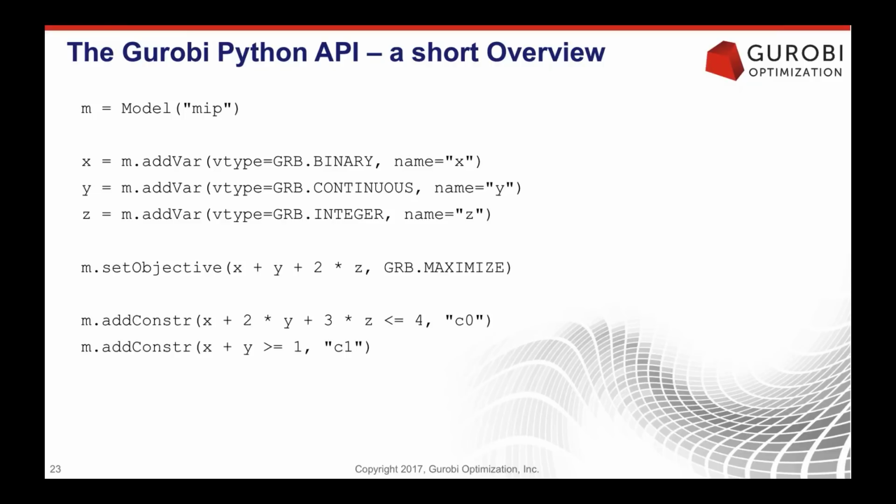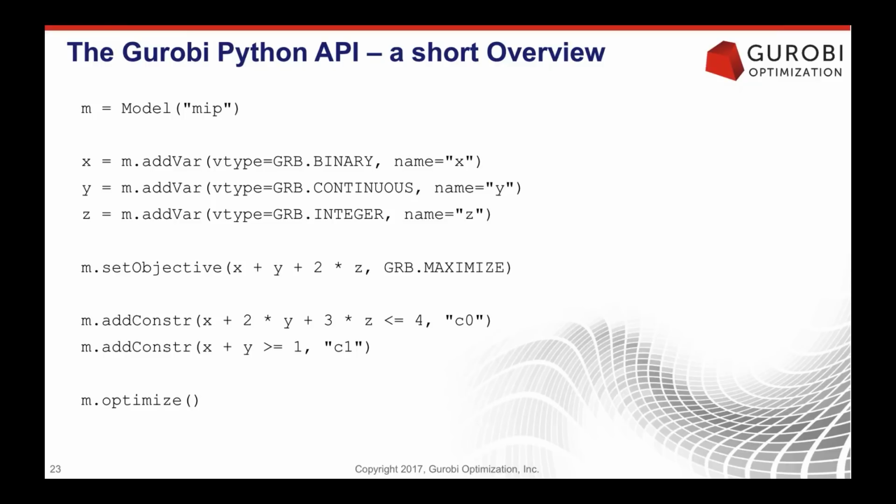Finally, we want to add 2 constraints to this model, and this is also very easy to do. You call the addConstr method of the model object, and then just write down the constraints the way they look like. In this case, we have x plus 2 times y plus 3 times z is smaller or equal to 4, and this constraint we call C0. Then we have another constraint which is called C1, and this constraint is as simple as x plus y is greater or equal to 1.